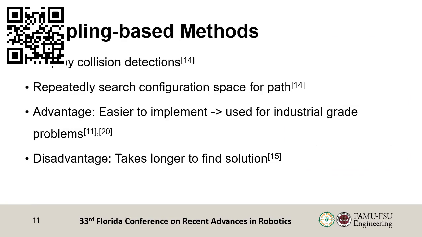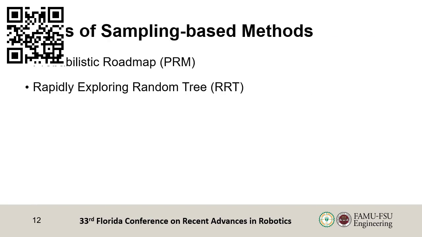Now, sampling-based methods employ collision detections to repeatedly probe the configuration space for a path. Sampling-based methods are much easier to implement than combinatorial methods because sampling-based methods do not divide the configuration space into polygons. Consequently, sampling-based methods are used for industrial-grade problems. However, sampling-based methods have longer convergence times than combinatorial methods. The two types of sampling-based methods are probabilistic roadmap and rapidly exploring random tree algorithms.